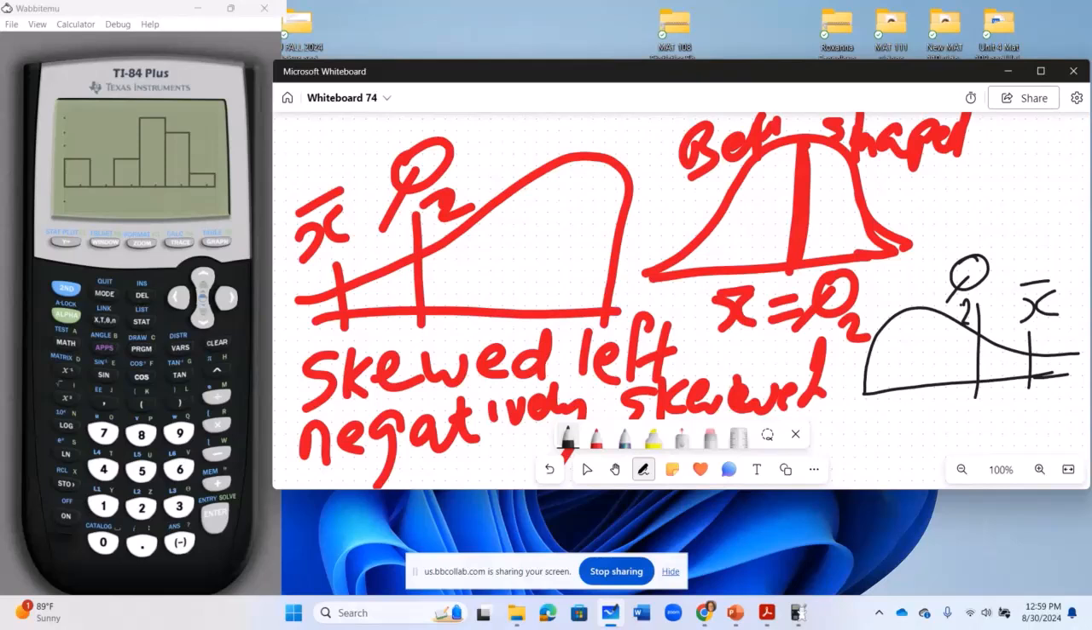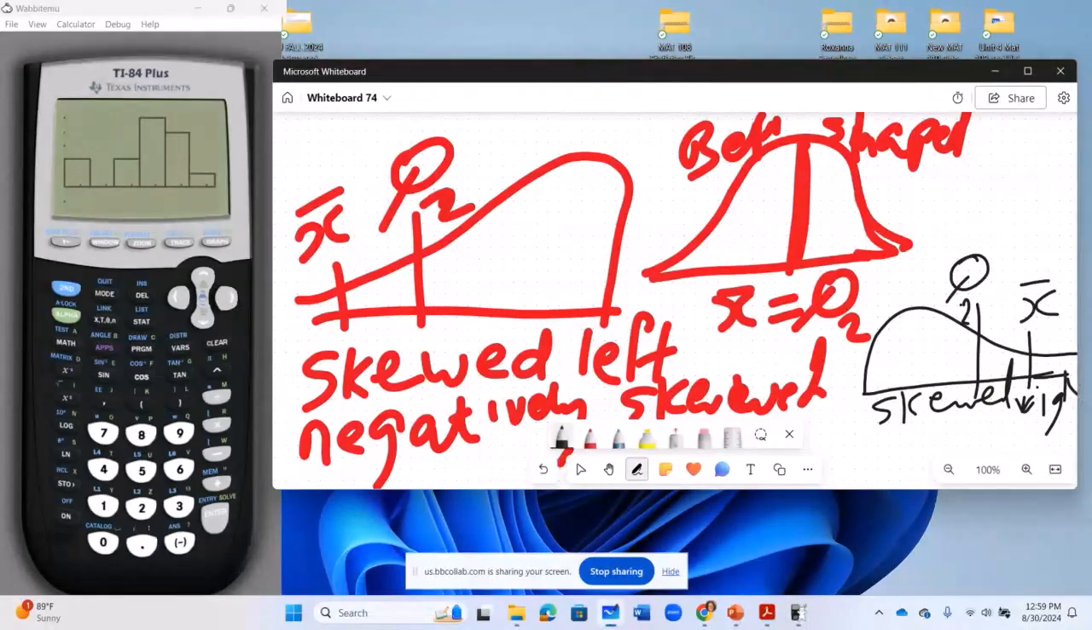So here, if data is skewed right, we will say that this data is positively skewed. Skewed right is the same as positively skewed. Skewed right or positively skewed.